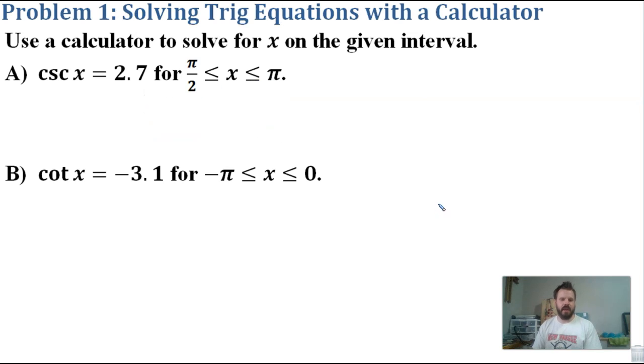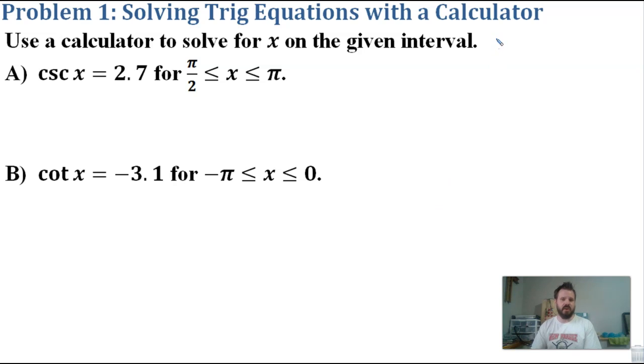First thing I want to show you how to do in this chapter is how to solve trig equations using a calculator. The pictures or the graphs our calculator gives us are going to give us a really good idea how these equations work and also what the issues are as we go through the rest of the chapter. So let's go ahead and do that.